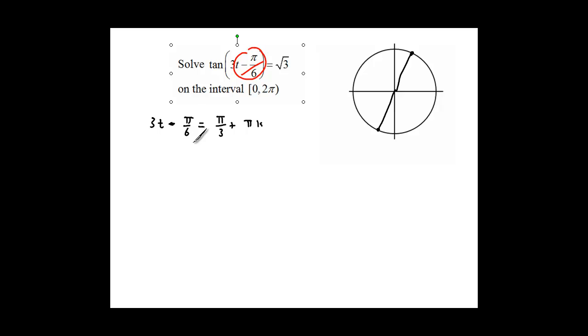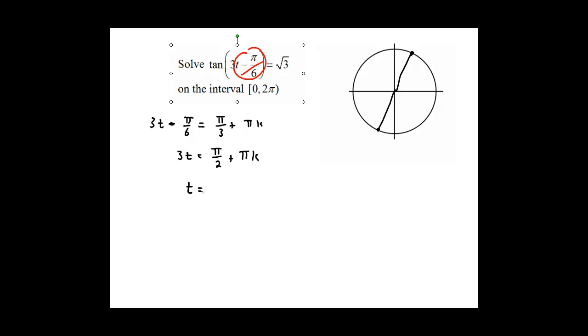So once I've solved for the argument on the unit circle, I then have to come back and solve for any variables that are inside of it. So I need to solve for t. To do that, I will add pi over 6 to both sides, and I want to keep in mind that I'm going to add constants to constants here. So I'm going to add pi over 6 to pi over 3. To do that, I need to think in terms of a common denominator. Pi over 3 is equal to 2 pi over 6 plus 1 pi over 6 would give 3 pi over 6, which is just pi over 2. Still plus pi k. To finish solving for my variable, I'm going to divide both sides by 3.